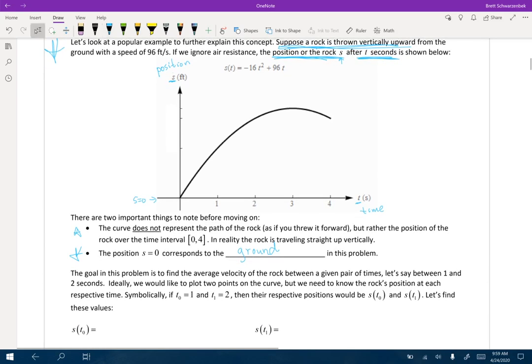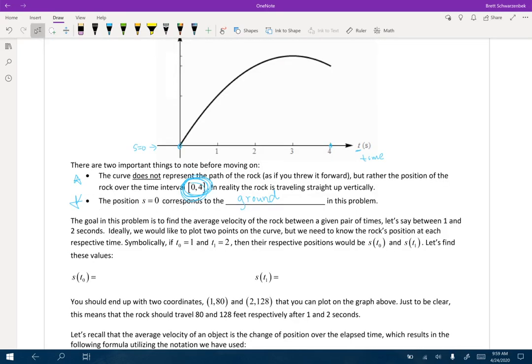Okay, some other things to remember: for time, we can use interval notation to represent how far we're plotting this. So if you notice, we're starting at 0 and we're ending at 4. So we've plotted it over the interval 0 to 4. Remember, we use square brackets when they include the value, parentheses when they don't.